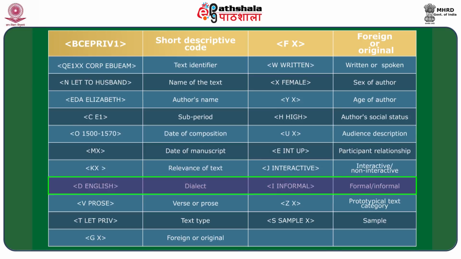There is a specific code for text identifier, name of the text, author name, subject and period, date of composition, date of the manuscript, relevance of the text, dialect, verse or prose, text type, foreign or original, written or spoken, sex of the author, age of the author, author's social status, audience description, participants' relationship, interactive or non-interactive type of text, formal or informal, prototypical text category, and the sample. So they had a large list of unique encoding types, which was followed for COCOA.